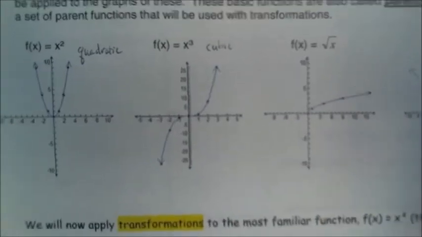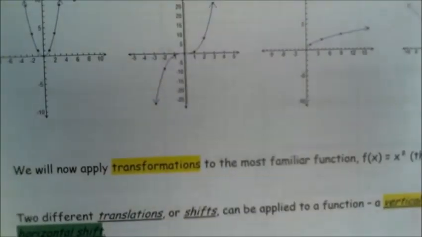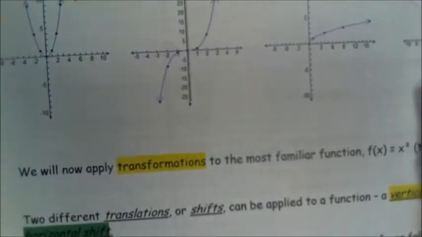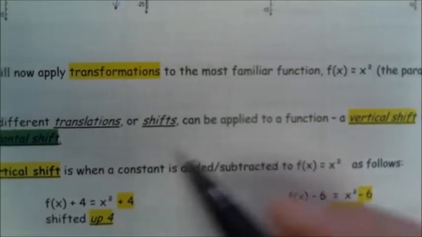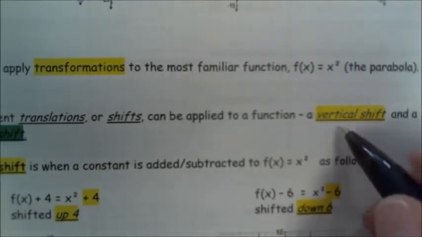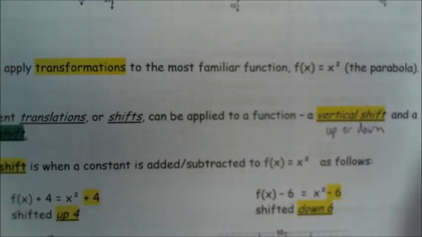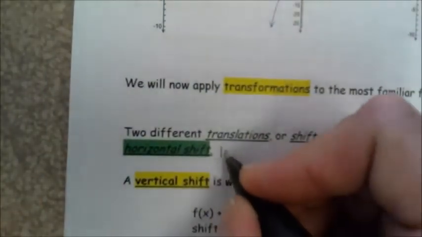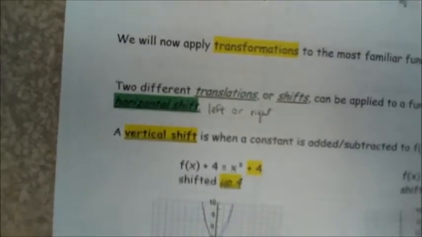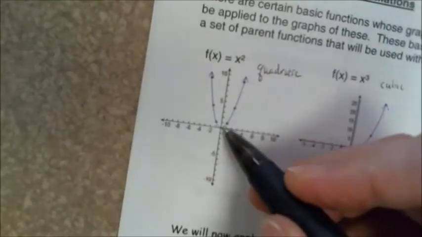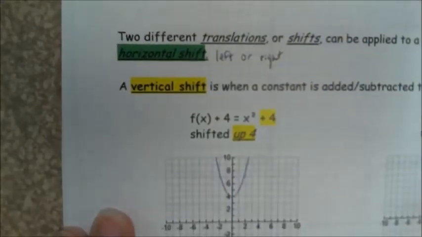Now what we're going to do is apply the transformations like we did in class on the parabola. We're going to talk about 2 different kinds of translations, which are the same thing as shifting things left or right or up or down. We're going to do a vertical shift. Vertical means up or down. And a horizontal shift, that means left or right. So first of all, we're going to take this quadratic function, this parabola that we started with. Here's the parent function, and we're going to shift it up or down.